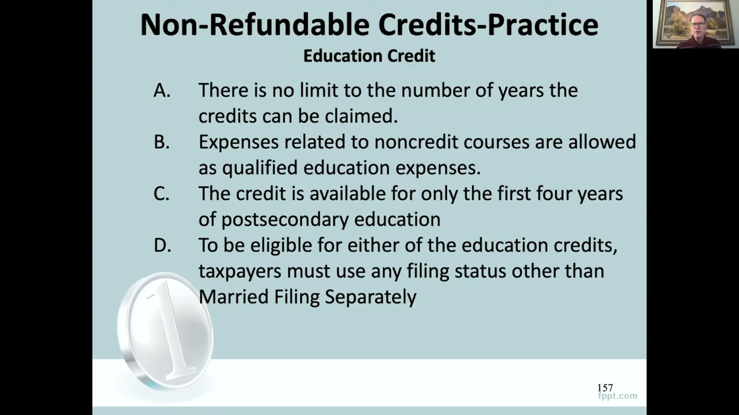To be eligible for either of the education credits, you must use any filing status other than married filing separately, which is to say married filing separately is not going to get you a credit. And that's correct.